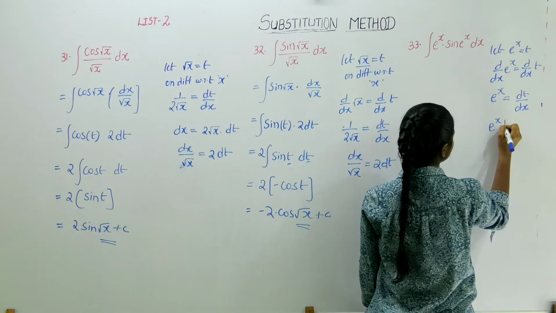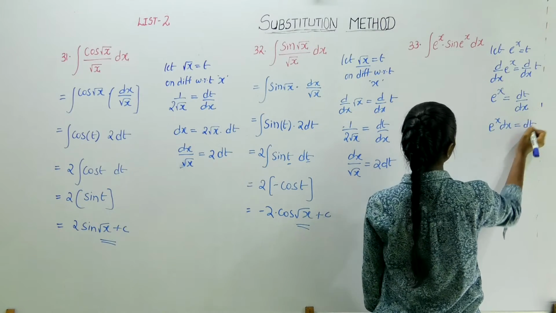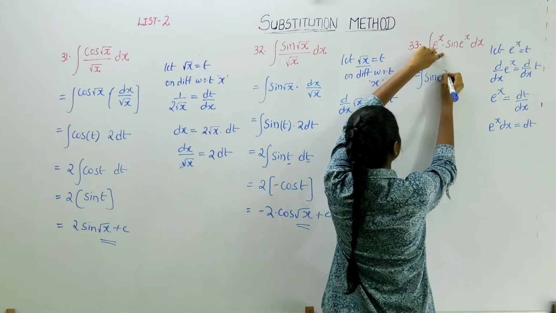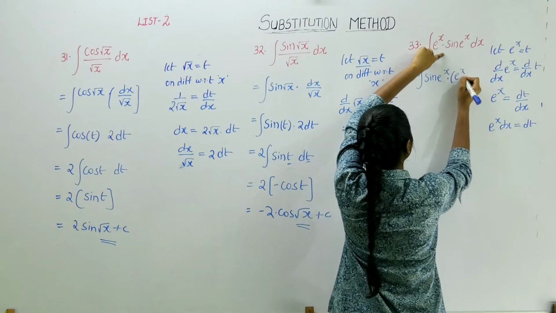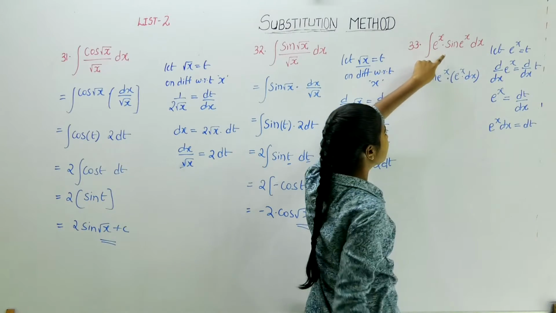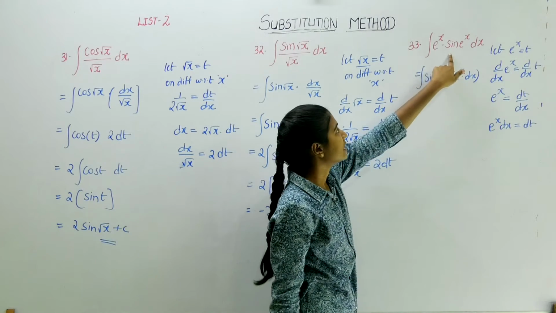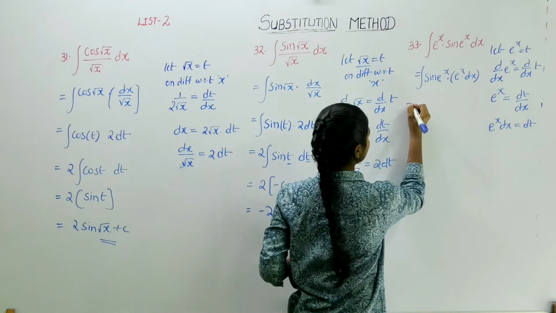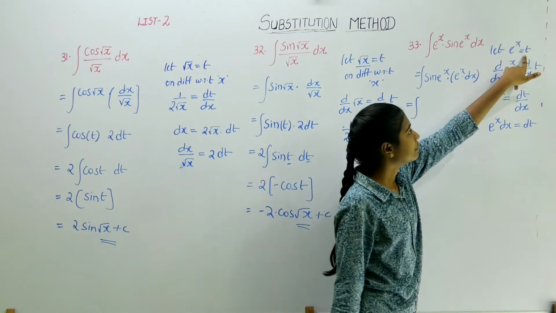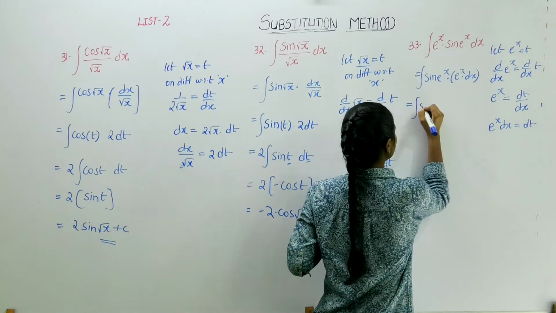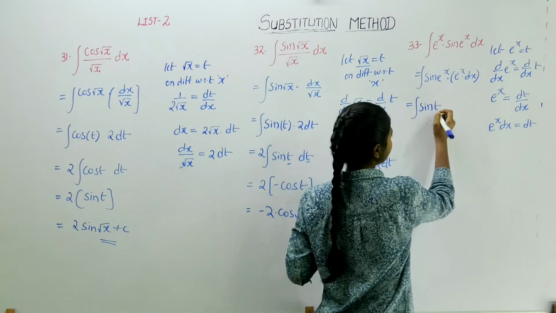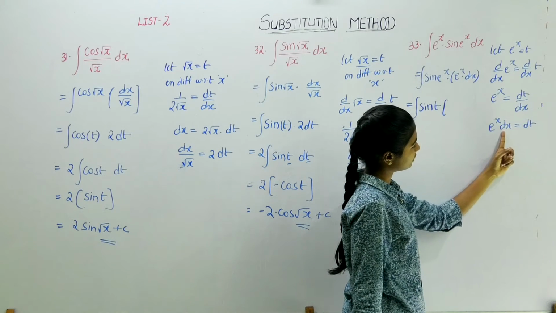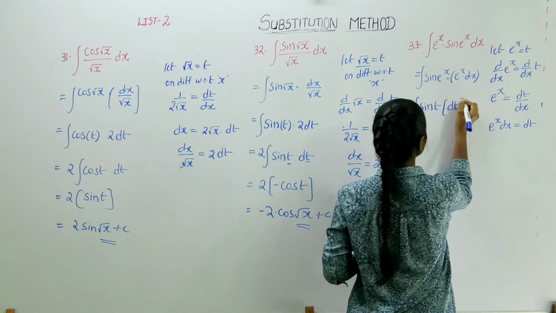Now, in the place of e power x dx, we can substitute dt. In the question, we can write this as sin e power x into e power x into dx. I have rewritten this in this form, sin e power x into e power x dx. Now, as per the assumption, e power x is equal to t. I write sin t, in the place of e power x I substituted t, and e power x into dx is equal to dt.